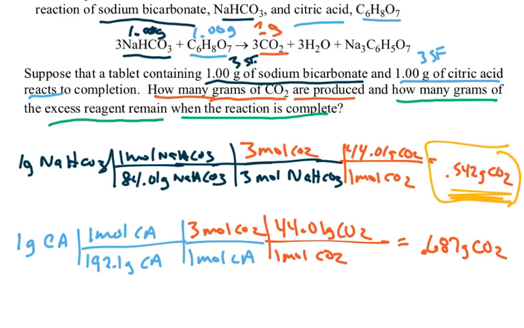0.542, 3 sig figs, okay? So that's the first part of our problem. Whoops, how many grams of CO2 are produced? Now to figure out how much excess is made. So that means this one's limiting. This one is excess. So how much of that did we need? Well, we got to figure that out. How much citric acid did we actually use?